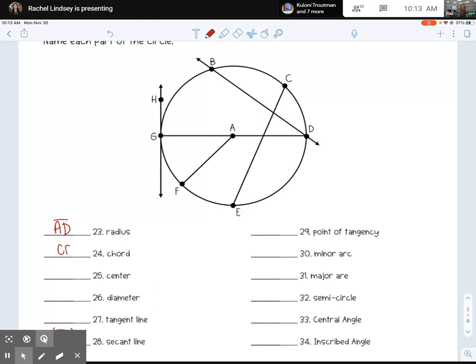What did you say, Owen? That is technically a chord, but it's a diameter. So GD, since it goes through the center, if it goes through A, that is the special type of chord, which is the diameter. So you want to just put that on diameter instead of just a chord, but technically it's a chord, so it would be right. So GD is a diameter, so I'm going to go ahead and write that.